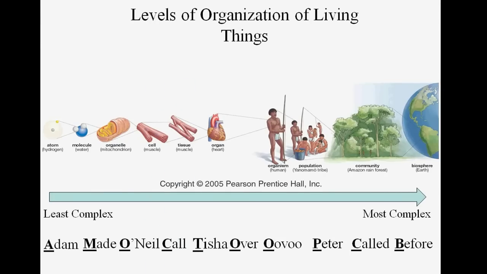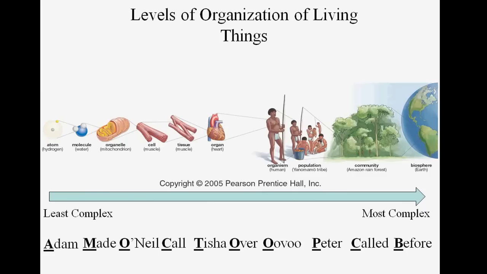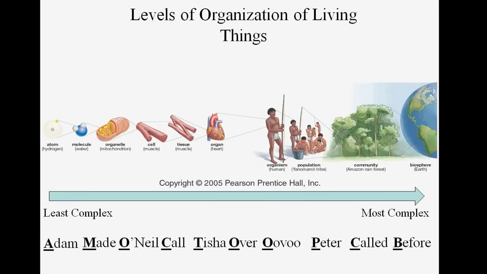The cells come together and make tissues. The tissues come together and make organs. Your organs come together and make organisms. Your organisms come together and make populations. Your populations come together and make communities. And of course, your communities come together and make biospheres. And so that is what you need to know for your levels of organization.